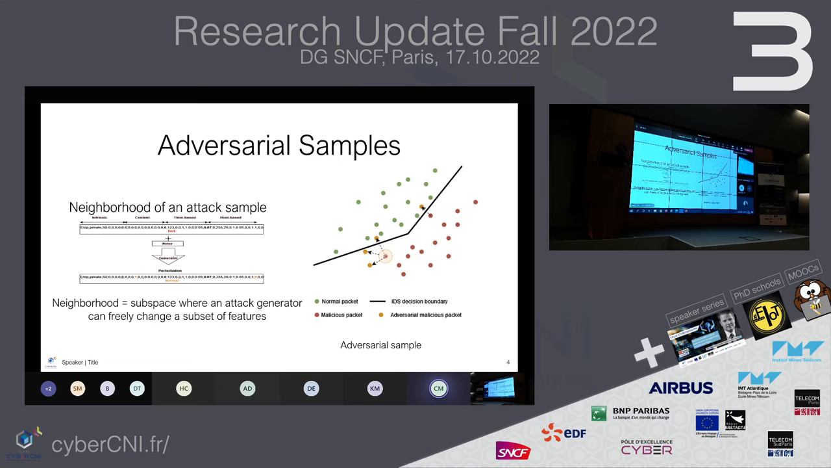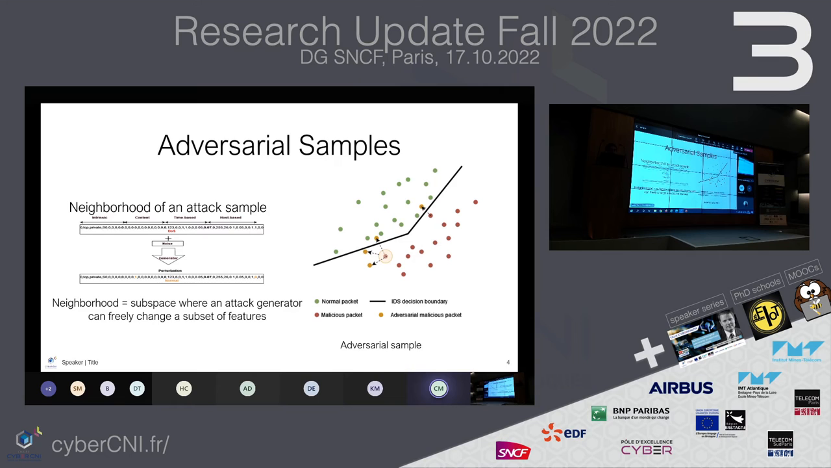So the neighborhood of the attack sample is mainly where we can apply changes to the features of the regular malicious samples. We will see later that in the literature we have different definitions of this neighborhood, and each neighborhood will give us a different subspace of adversarial samples, even for the same type of attack in the same dataset.